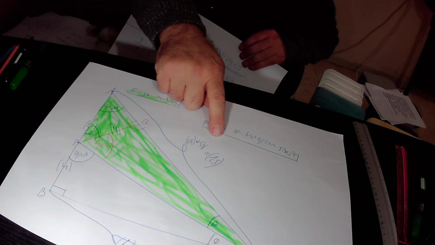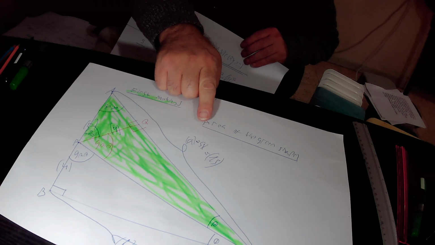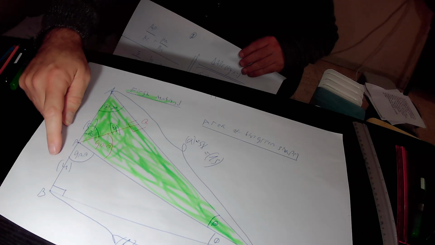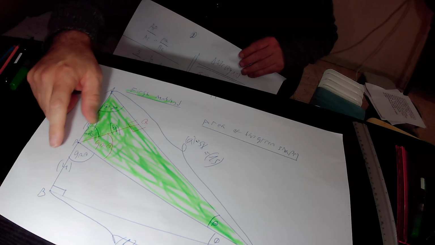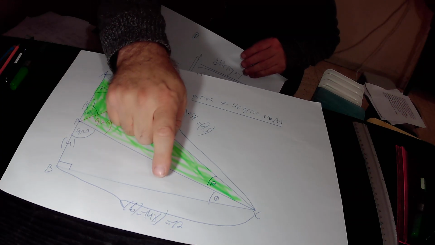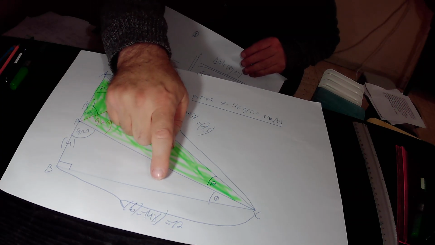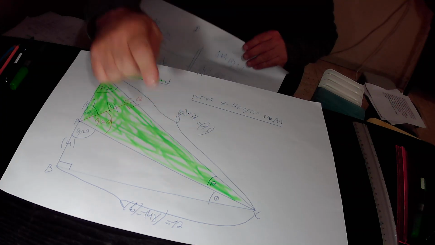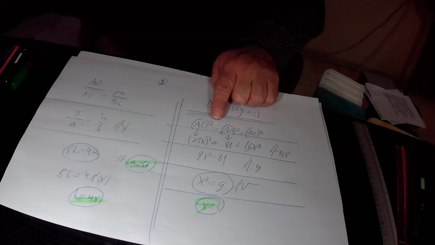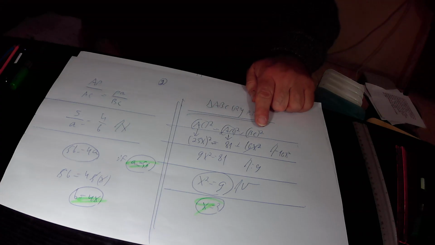AC is 5x, therefore AC squared is (5x) squared, that is 25x squared, and this equals AB squared. AB is 5 plus 4, that is 9, therefore AB squared is 9 squared, that is 81, plus BC squared. BC is 4x, therefore BC squared is (4x) squared, which is 16x squared. So we found that 25x squared equals 81 plus 16x squared.